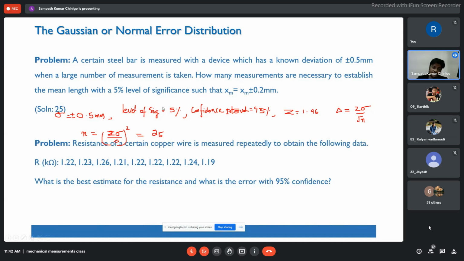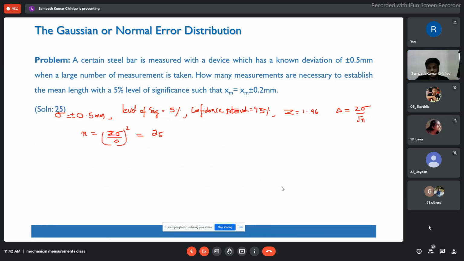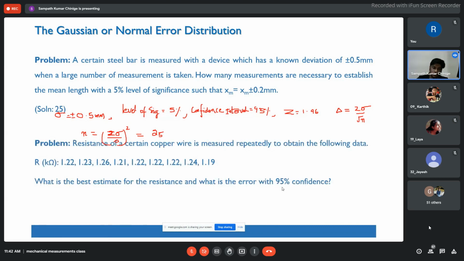Similarly, we also have the resistance of a copper wire that they have measured a number of different times. The question is: what is the best estimate for the resistance with 95% confidence? So what is the Z value for 95% confidence? 1.96. So you know the Z value, and from this you can find out the mean and the standard deviation. Substitute that into the expression, and then you'll find out the best estimate.